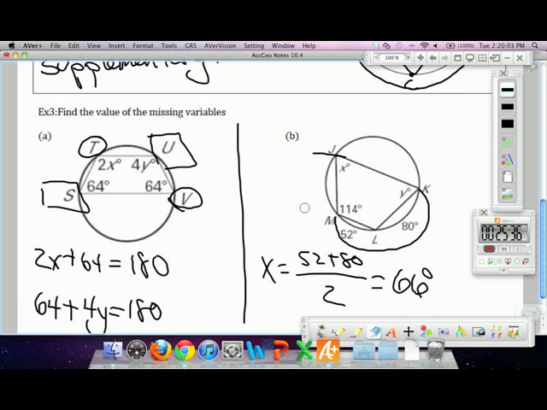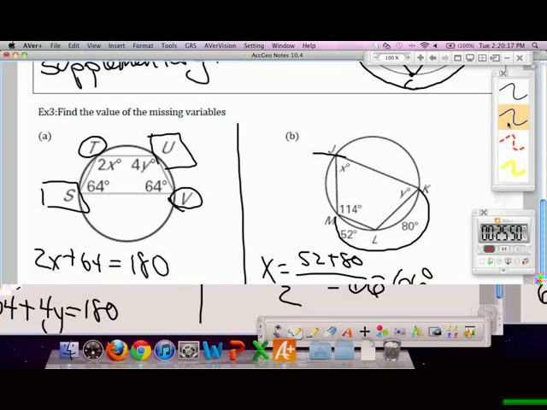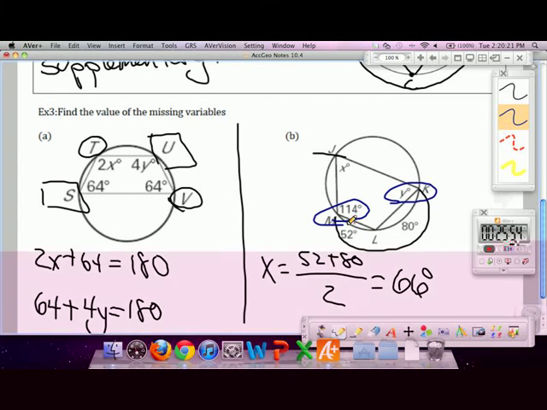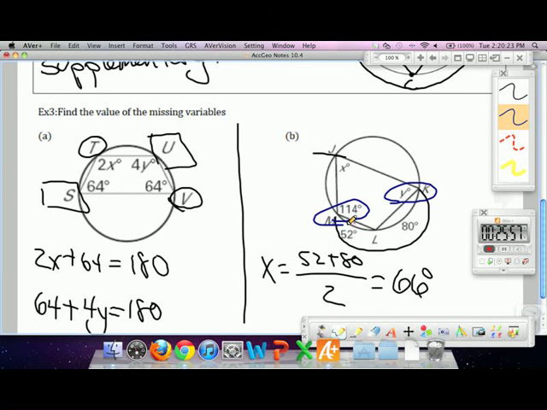We certainly could use our previous theorem here, since this is an inscribed quadrilateral. Opposite angles better be supplementary, according to our previous theorem. So whatever y is, plus 114, that better be 180 degrees. So then y better be 66 as well?